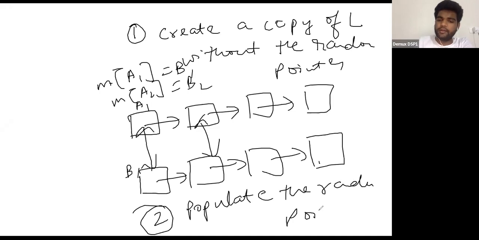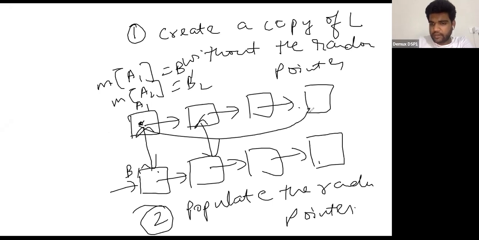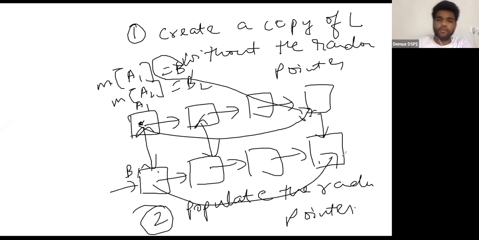So how do you populate the random pointers? You can go through the nodes in the new list, get the random pointer from the old list, wherever it is pointing, go to the map, get the corresponding node from the new list and make the new list's node point to this. So that's basically the algorithm.